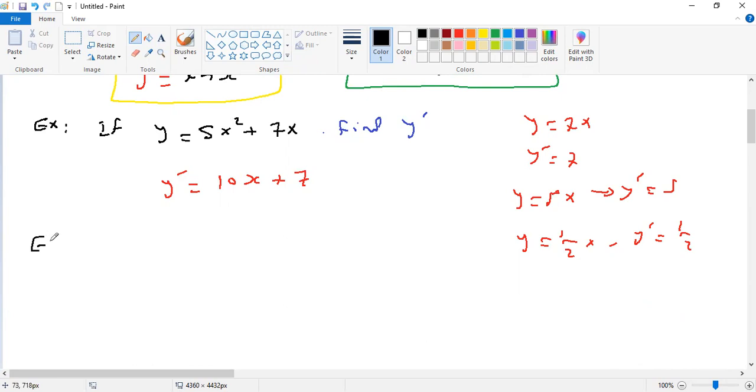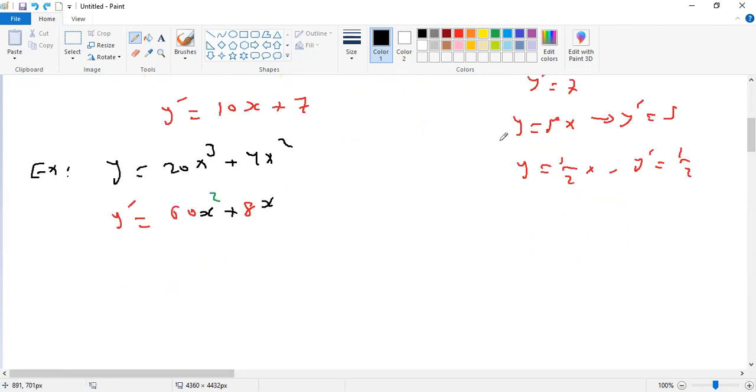Another example. I have y equal to 20x cubed plus 4x squared. What is y prime? The y prime, or dy/dx, is 3 times 20, which is 60, and x to the power 3 minus 1, which is 2. Then plus 4 times 2, which is 8, and x to the power 2 minus 1, which is 1, but there's no need to write 1. So it will be 8x.